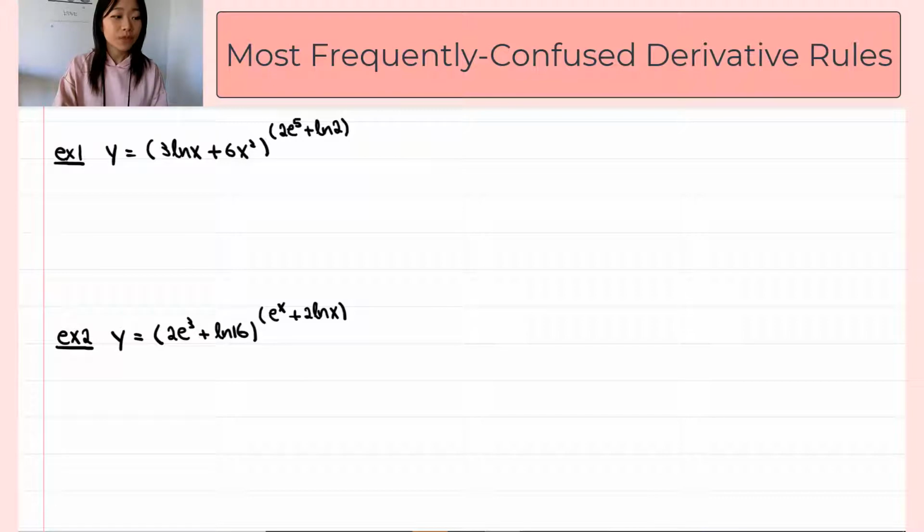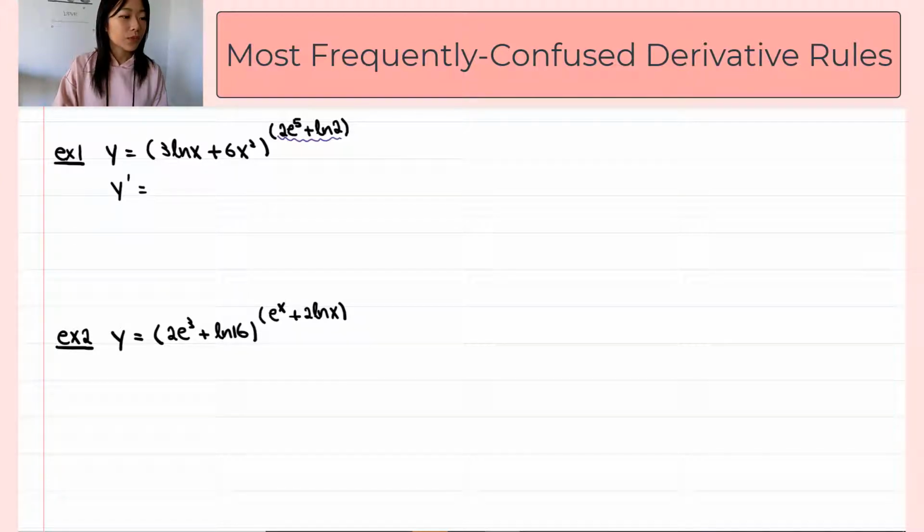Before you do any approach, we need to identify that in this problem, the exponent is a constant. It may look really complicated, but e to the power of 5 is a constant because e is a constant. And ln of 2 is also a constant. So the exponent, even though it looks really complicated, is a constant. So we use the power rule, y prime.